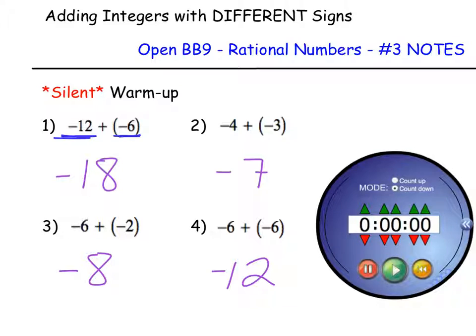Looking at our answers, because we were adding two negative numbers in each problem, all of our answers ended up being negative. Number 1 was negative 18, number 2, negative 7, number 3, negative 8, and number 4 was negative 12.